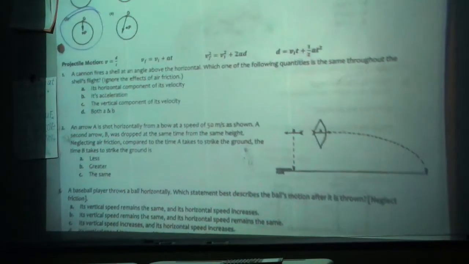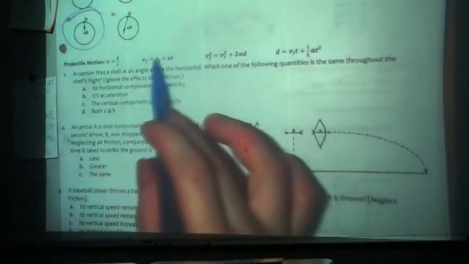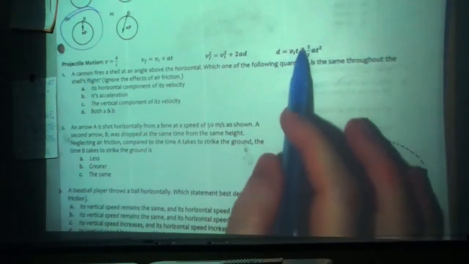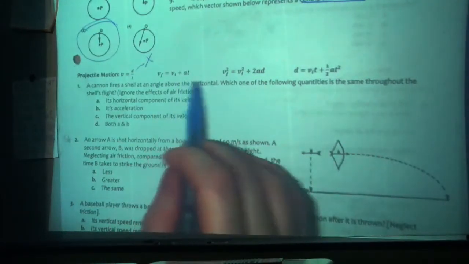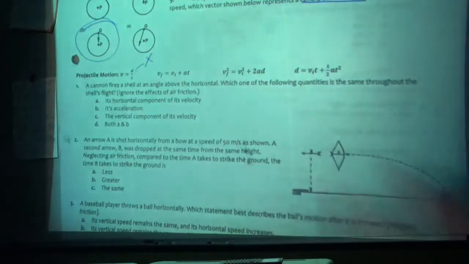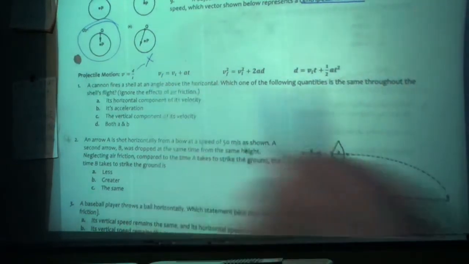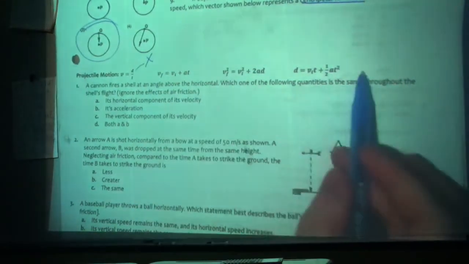Projectile motion. So we have these equations. These are like our y equations because only the y component has acceleration. This one is for x only. So don't try and use this with any of your y values. And then for projectile motion, meaning anything that's like falling through the air, your acceleration will always be 9.8.